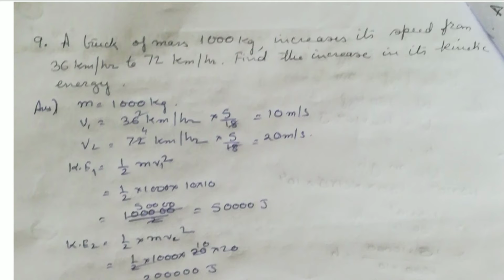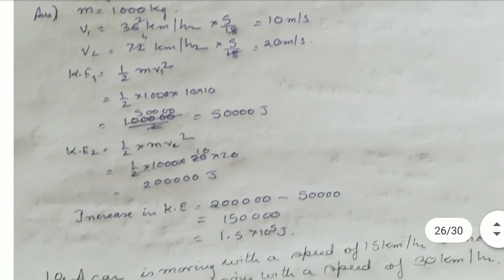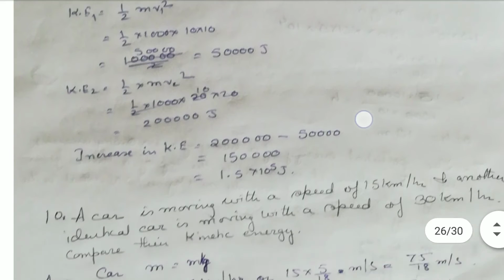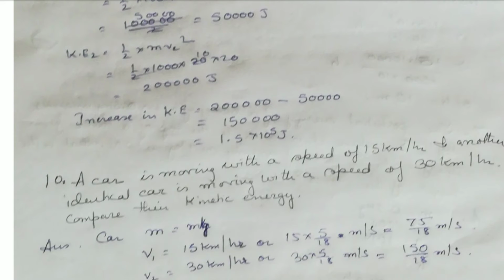So mass is same, that is 1000 kgs, but speed, that is v1 and v2. v1 first was 36 km per hour, and then it was changed to 72 kilometers per hour. But we have converted both of them into meter per second. So in the first case v1 is 10 meter per second, and v2 is 20 meter per second. Therefore, kinetic energy in the first case will be 50,000 joule, and the second case will be 200,000 joule. So the increase is 1.5 into 10 to the power 5 joule.